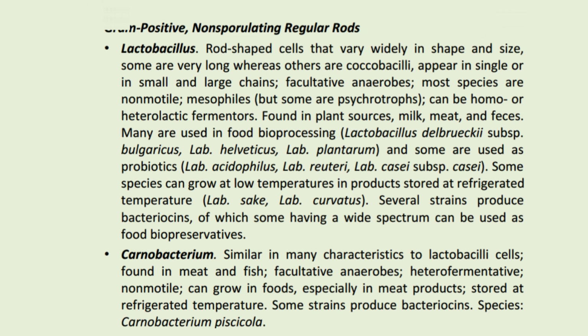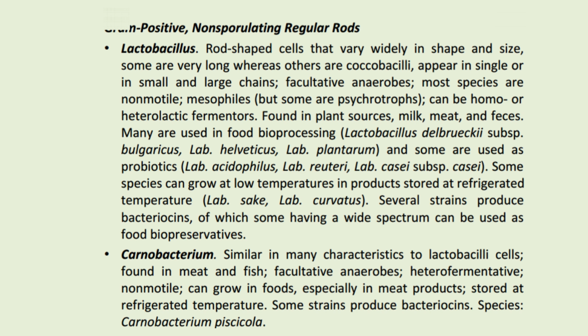Coming up, we look at more gram-positive rods. First is Lactobacillus. These are rod-shaped cells that vary widely. They are facultative anaerobes and can be homo- or heterolactic fermenters. Many are used in food bioprocessing and as probiotics. Some can grow at low temperatures. Several strains produce bacteriocins.